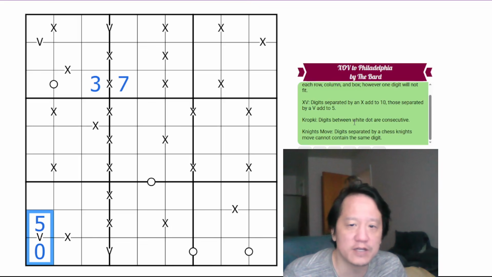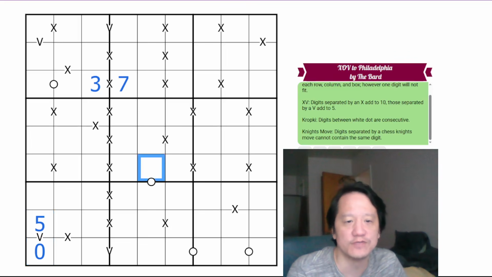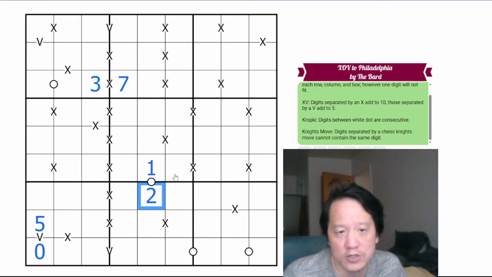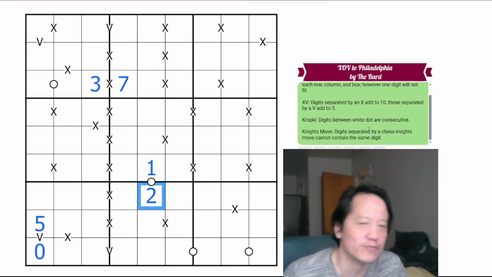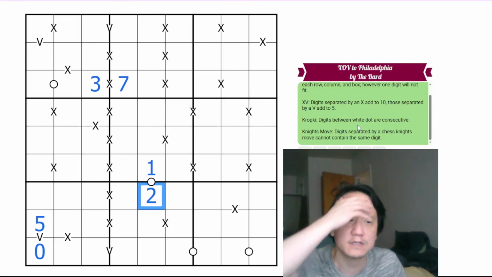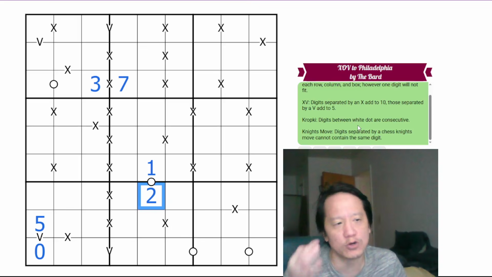We have Kropki dots, where digits between white dots are consecutive. So, for example, if this were, say, a 1, this would have to be a 0 or 2, to be consecutive with the 1 because there's a white dot between them. And we have Knight's Move, or another way of putting it is Anti-Knight. I think I prefer the name Anti-Knight because it more explains what the rule is.